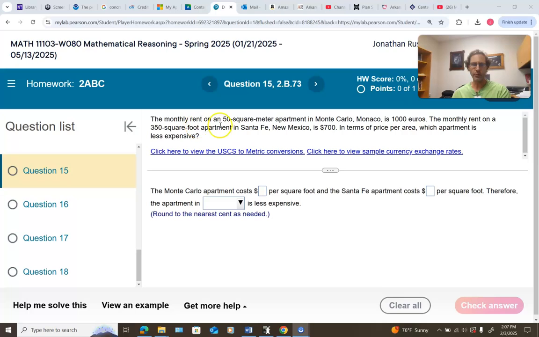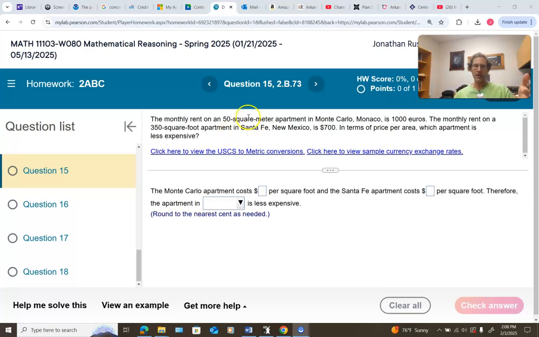It says the monthly rent of a 50 square meter apartment in Monte Carlo, Monaco is 1,000 euros. So this is in Europe, essentially, guys, and so things are measured using the metric system. And furthermore, the currency is the euro, not the US dollar. So we're trying to see which apartment is actually cheaper, and the only way you can do that is to compare apples with apples and oranges with oranges.